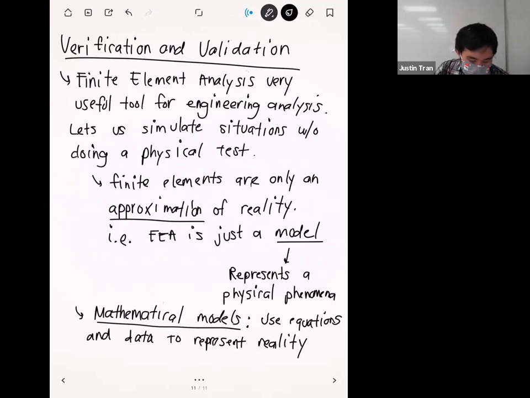All right. Any questions on this so far? Right. So ideally, even though we say finite elements is just an approximation, in order for it to really be useful, we want it to be a good approximation, right? And so we want it to be as close to reality as possible.